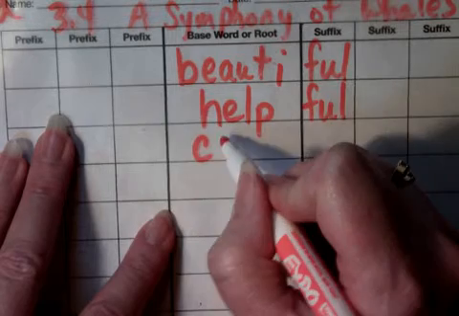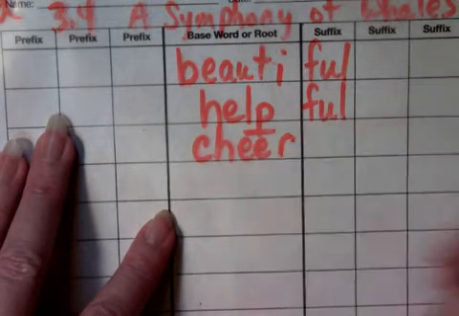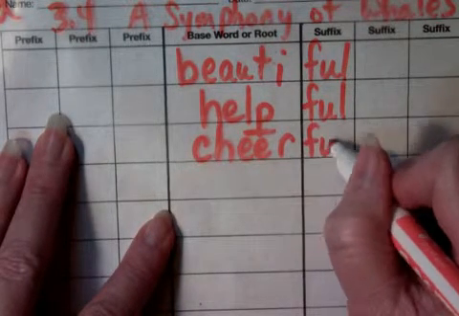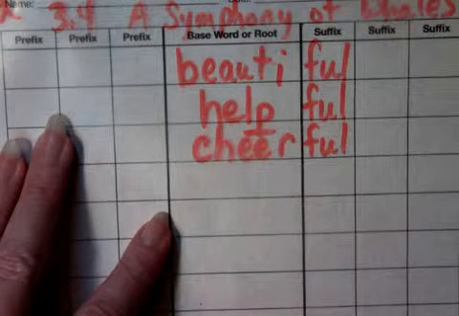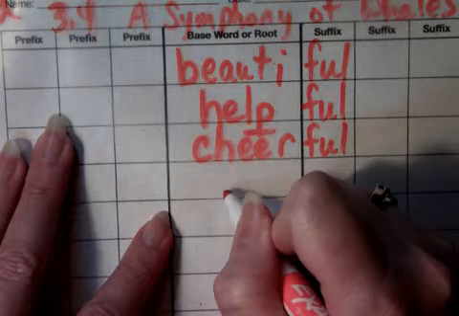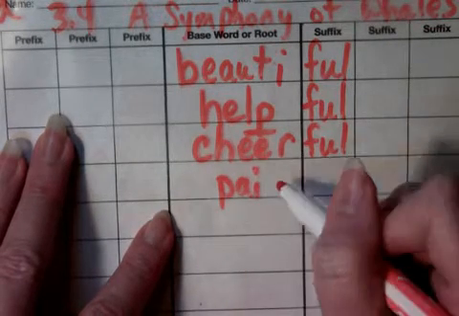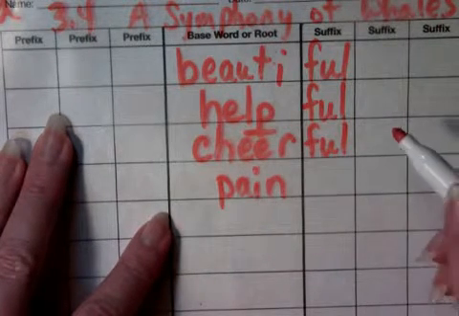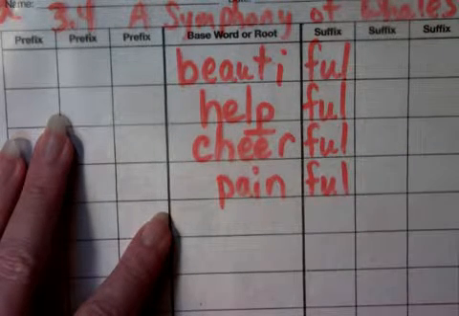The next base word is cheer. Cheer. E is two E's. Cheer. And the suffix full. Cheerful. The next base word is pain. A is spelled with an A-I. N. Pain. With the suffix full. Painful.